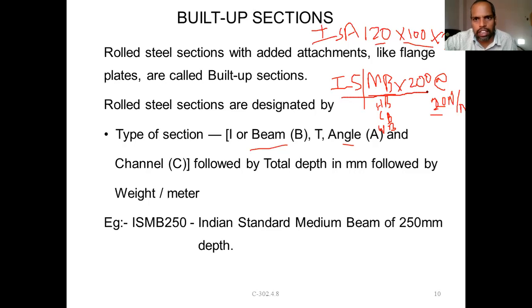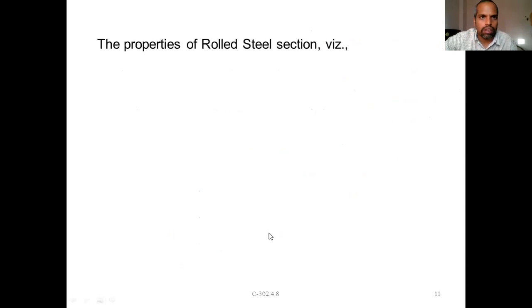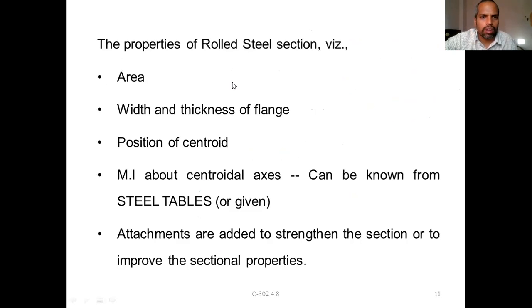ISMB 200 is nothing but the total height of your I section. If you take this I section, from the bottom of the flange to the top of the flange, including thickness, that is this 200. That is the total depth in mm, followed by weight per meter. For example, this is an Indian Standard medium beam. The properties of rolled steel sections are given in the steel tables.